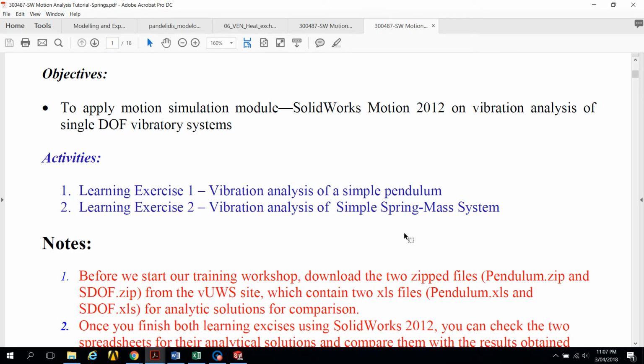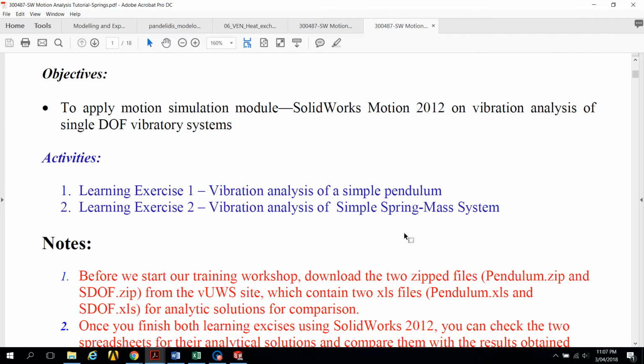First, the objective is to apply the motion simulation module of SolidWorks Motion 2012 on the vibration analysis of single degree of freedom vibratory systems. Exercise number 1 is the vibration analysis of the simple pendulum, and exercise number 2 is the vibration analysis of a simple spring mass system.